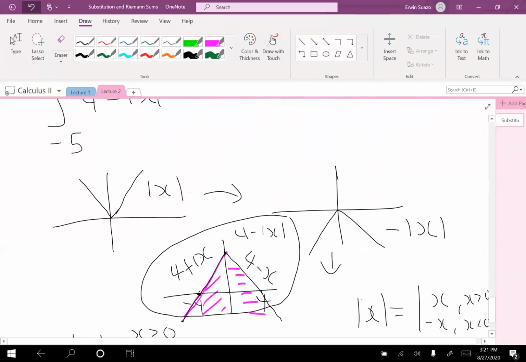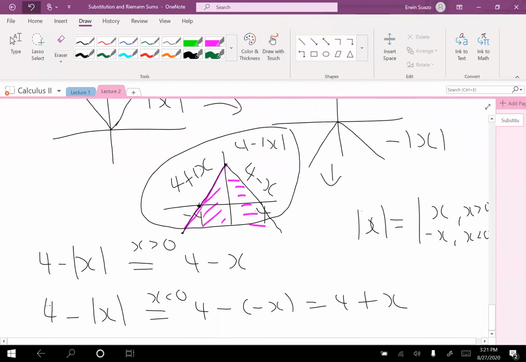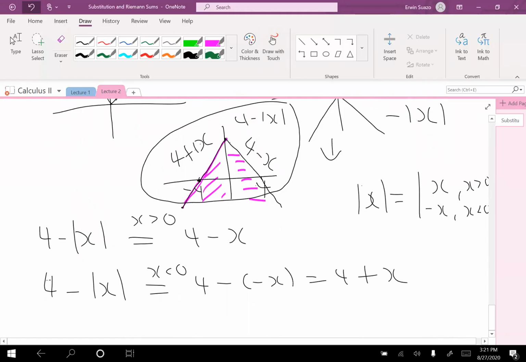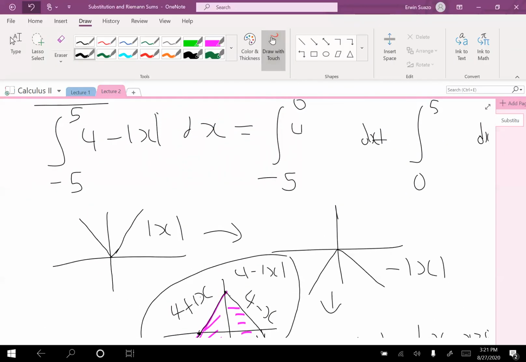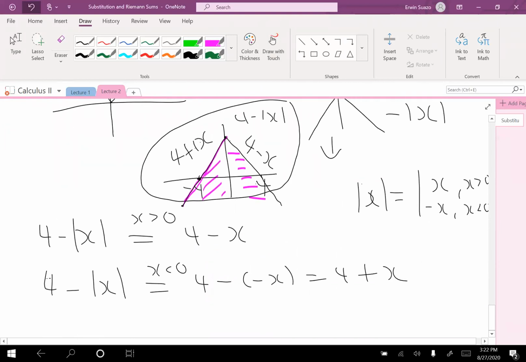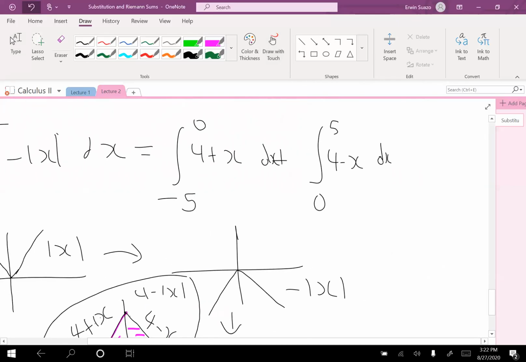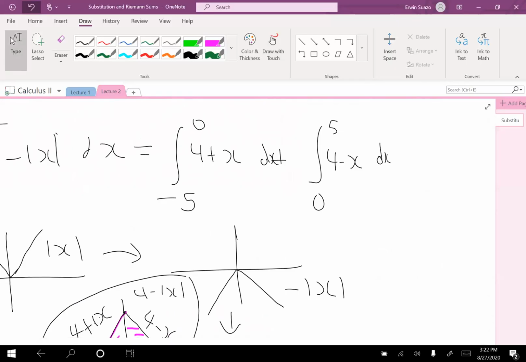Once I deal with my absolute value, I need to break my integral into the integral between minus 5 to 0 plus the integral from 0 to 5, dx and dx. So for the first one, between minus 5 and 0, x is negative, so I need 4 plus x. And for the other one, I need 4 minus x. Okay. So now I need to find this integral. Could you factor out the 4? No, because this is 4 plus x and 4 minus x, so I cannot factor because it's with plus and minus.